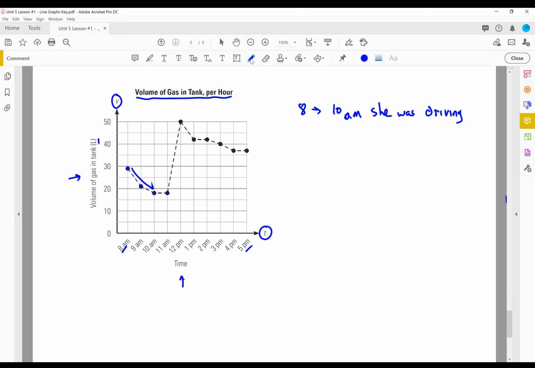From 10 to 11, it looks like she's losing no gas. So from 10 to 11 a.m., she was parked. Let's say from 11 to 12, the measurement was that she went from just under 20 liters to 50 liters. I'm going to say somewhere between 11 a.m. and 12 p.m., she got gas. She filled up her tank.